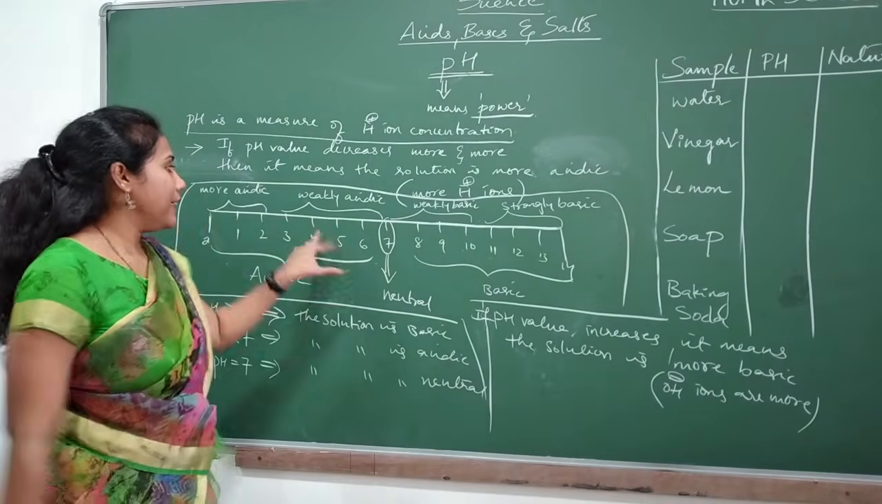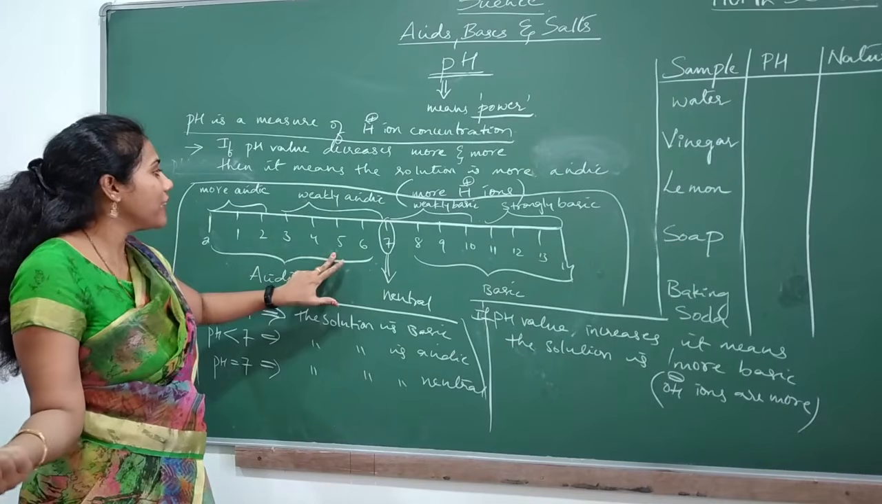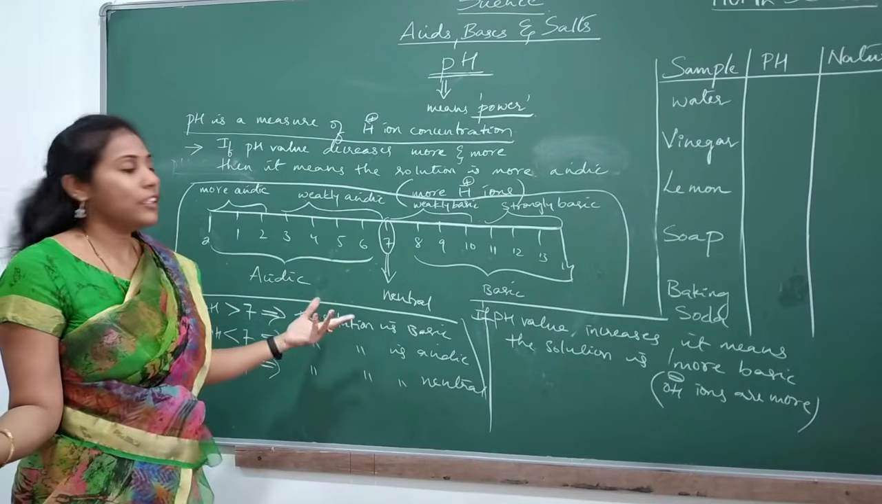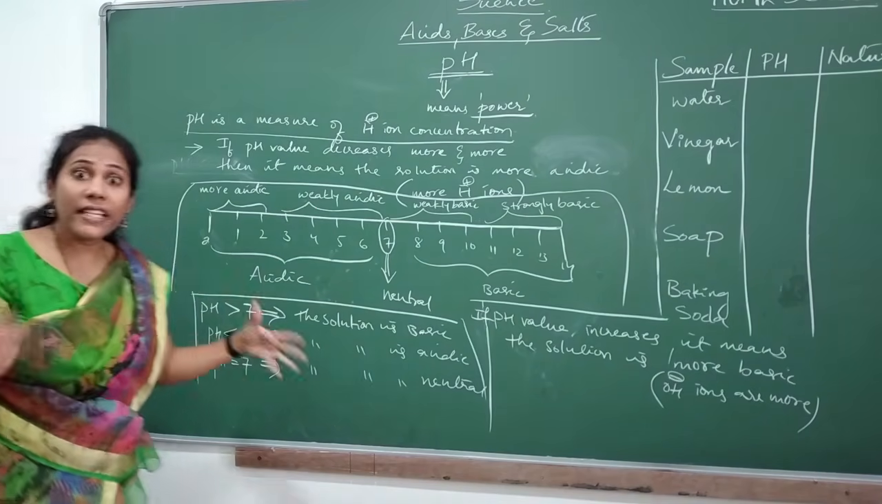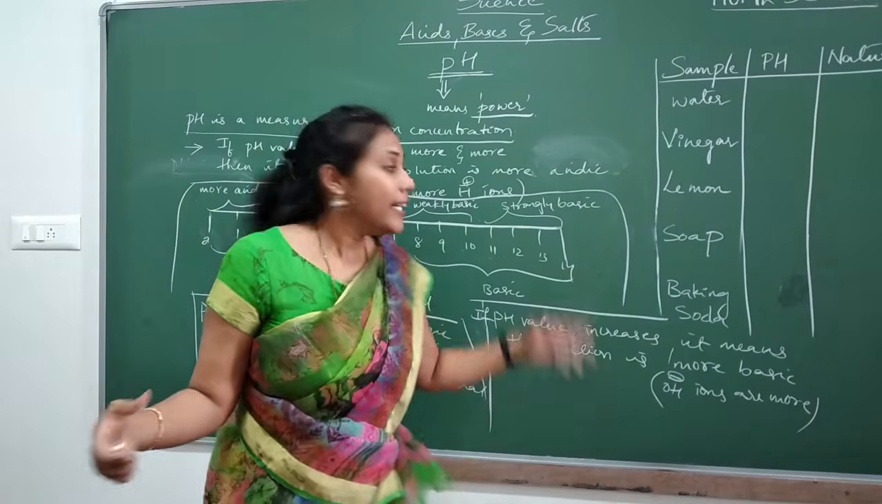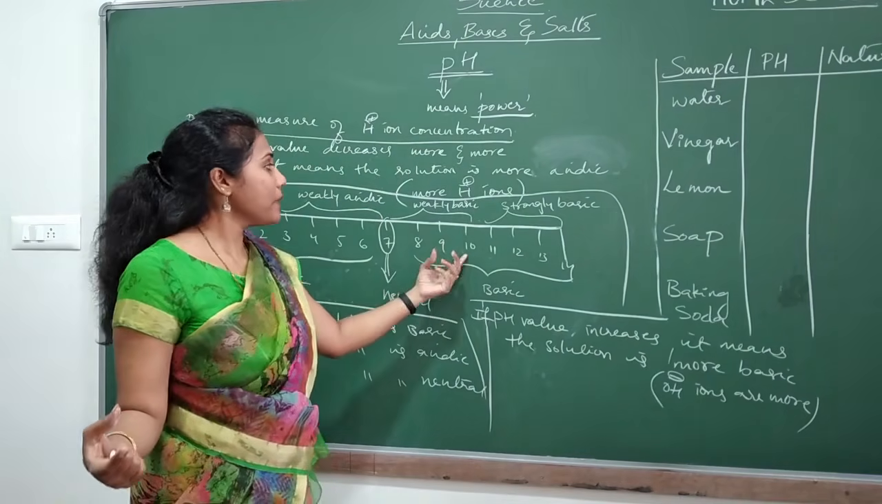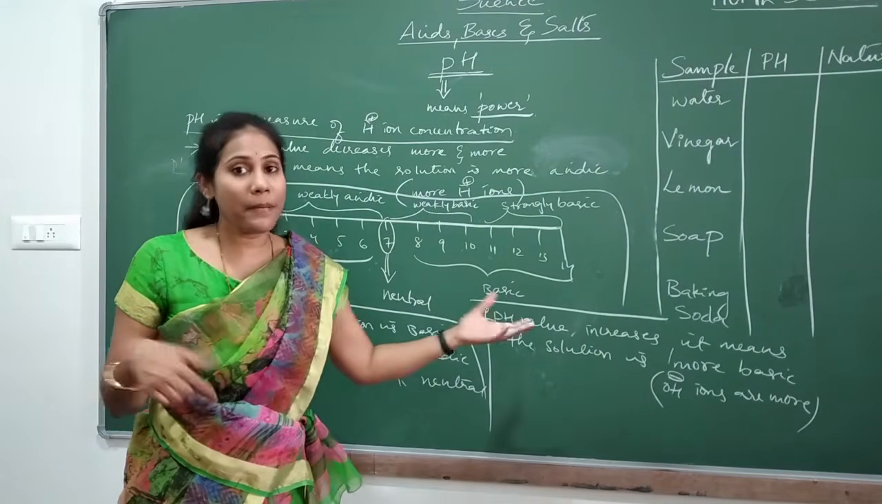So if I get a number 5, then what can I conclude? I can conclude that the solution is a weak acid. Okay. If I get a number 1, I can say that the solution is very, very strong, in that more H plus ions are there. So if I get a number 10, what does it mean? The solution is a base. That means OH minus ions are there. Weak base or strong base?